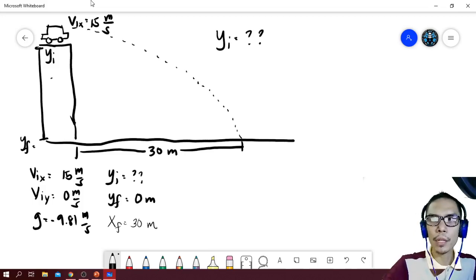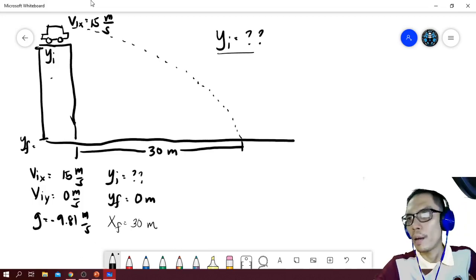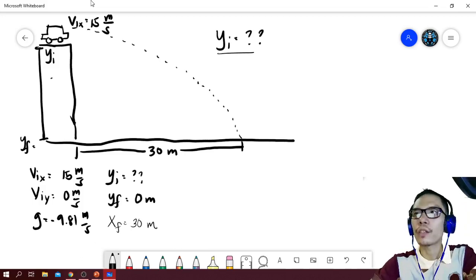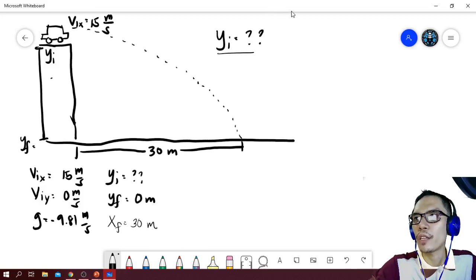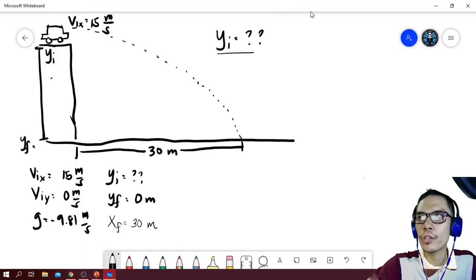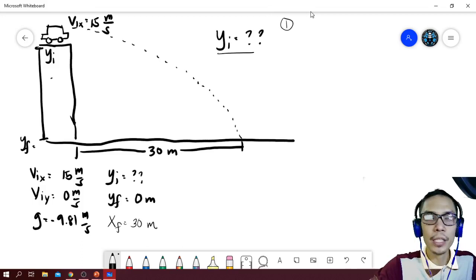All right, so how do we solve this problem? This time it is the cliff. This is the cliff height that we are looking for. Before you start, write the tools that you need.